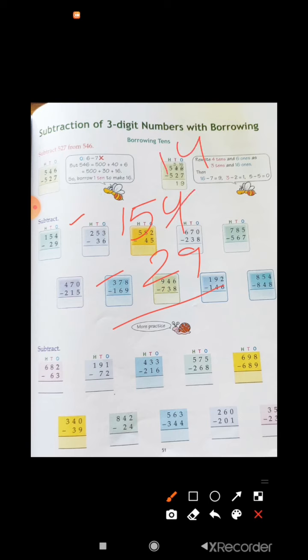It will be 14. And here will be 4 remaining. Now 14 minus 9 is 5, and 4 minus 2 is 2, and 1 minus 0 is 1. The answer is 125.